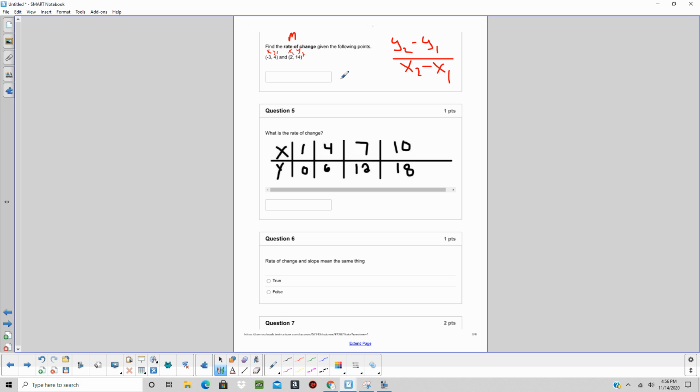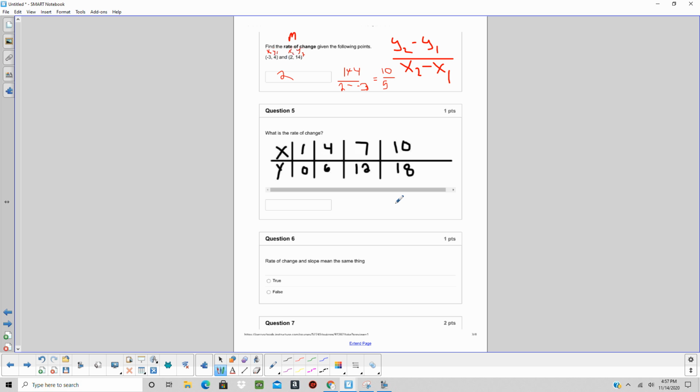And then it just becomes a subtraction problem. 14 minus 4 over 2 minus -3. I'm not doing well with the writing today. And that's going to give me 10 over 5, which is 2.